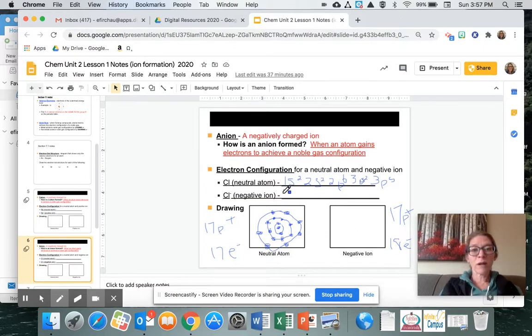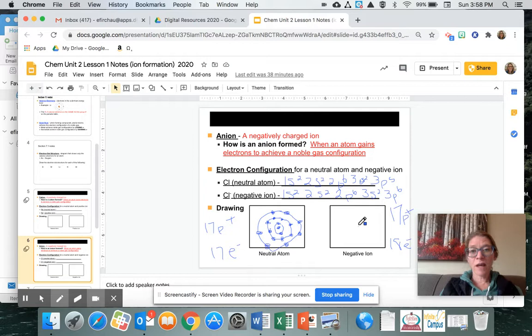So if we write our new electron configuration, we have 1s2, 2s2, 2p6, 3s2. That one looked a little better. And now for 3p, we are going to add 1 more electron on there so it looks like a noble gas. So the ion configuration will end 3p6.